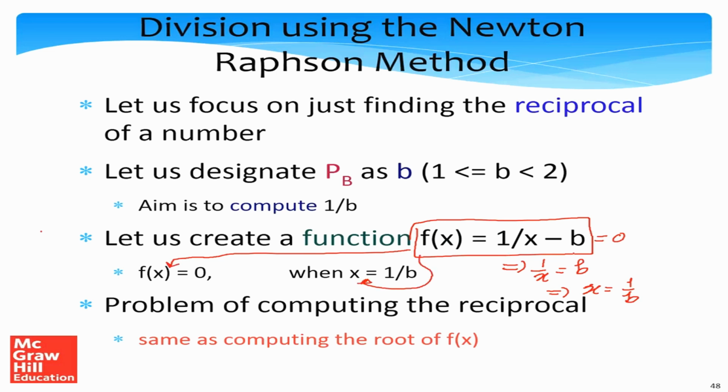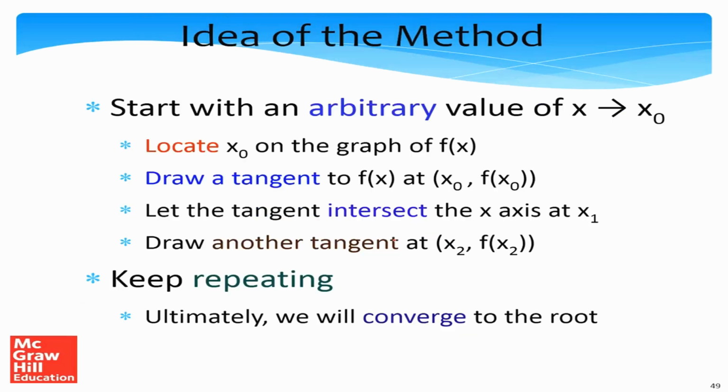See, if I can take this equation and find the point where it becomes 0, then essentially I'll find that point where x is equal to 1 by b, and that is the reciprocal which we want to compute, right? So what I'm doing is converting the problem of computing a reciprocal, 1 by some number, into computing the root of an equation. So we'll use a traditional equation solving technique to actually compute the reciprocal of a number. And this technique is the Newton-Raphson method.